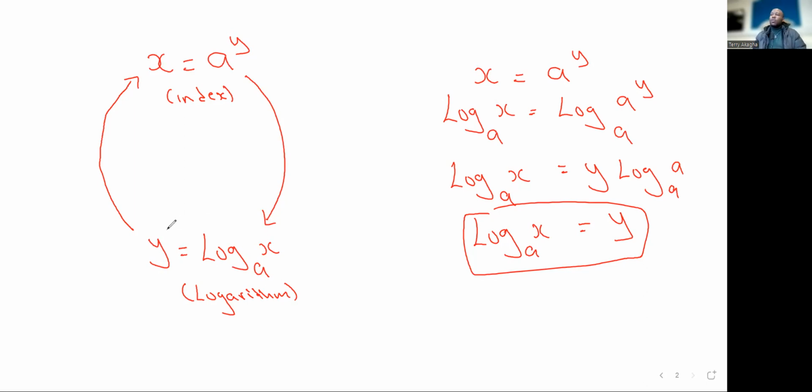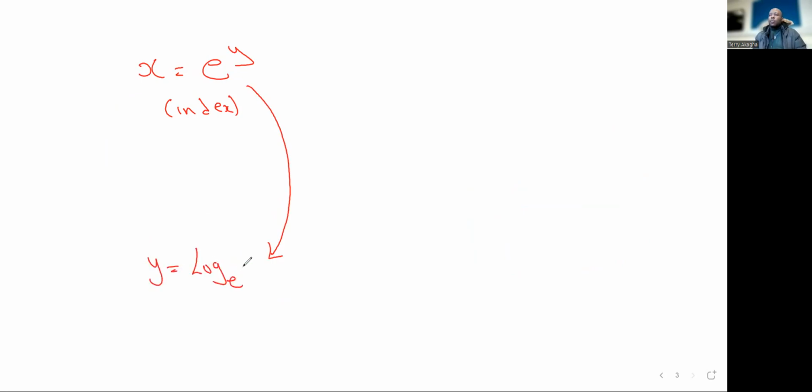Also, similarly, you can do the same thing for exponents as well. So for exponents, if we have x is equal to e raised to the power y, this is the index form. You can also convert this to logarithm, and y is going to be equal to log of x to base e. Or you can say log to base e is equal to ln, so y is equal to ln x. Okay? So this is the logarithm form.